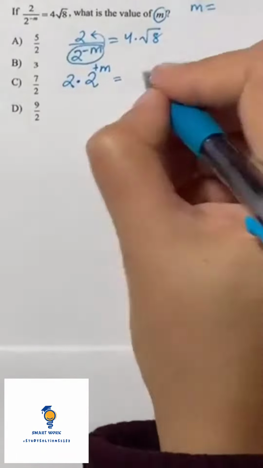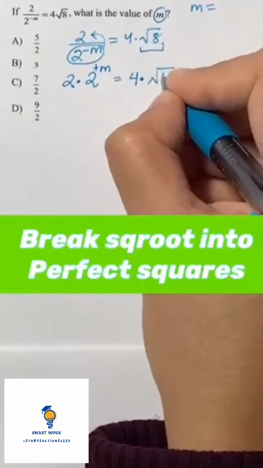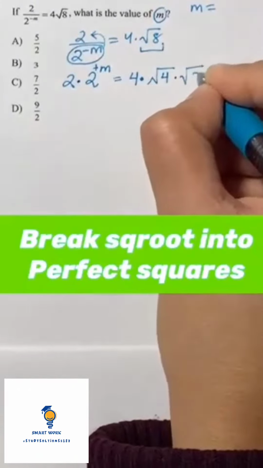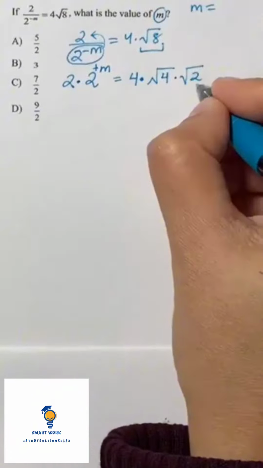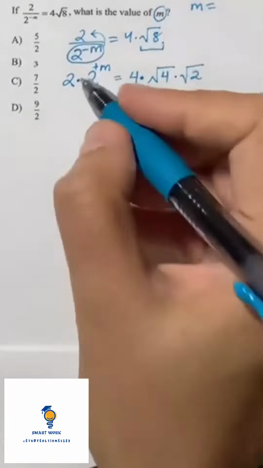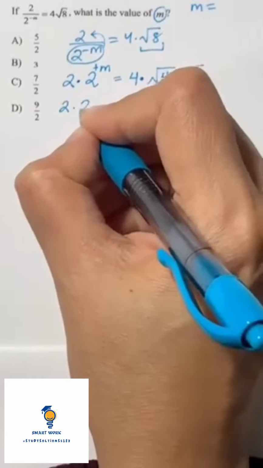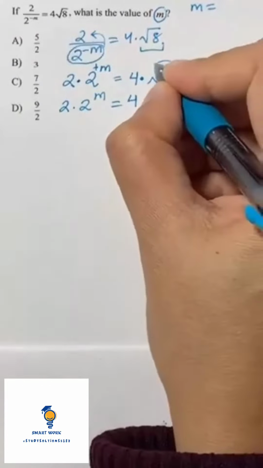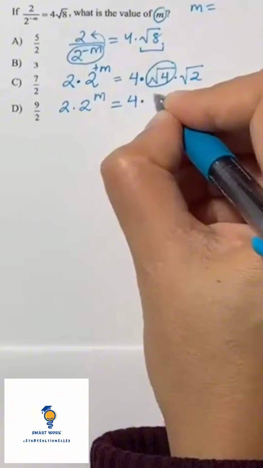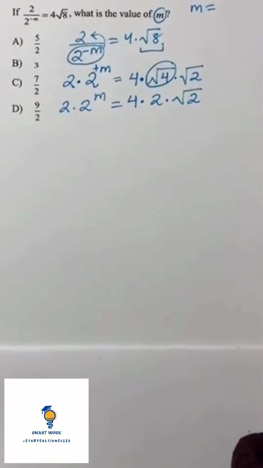On the right side, I'm going to break down square root of 8 into a perfect square and a factor. So 8 is the same as saying 4 times 2. So square root of 8 is the same as saying square root of 4 times square root of 2. Now, I'm going to keep this the same, 2 to the m, because on this side I can break down square root of 4 and write it as the perfect square, 2. So now I have this as it is.